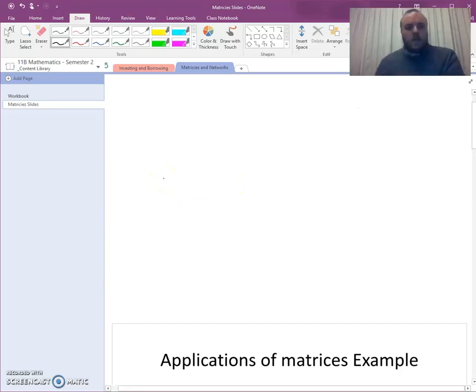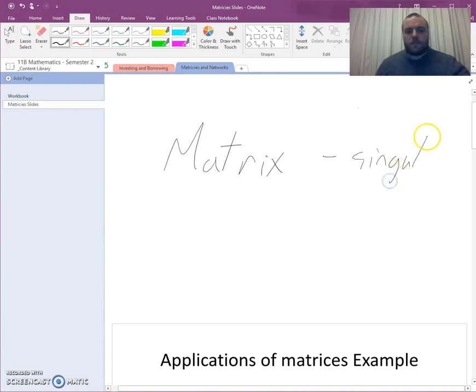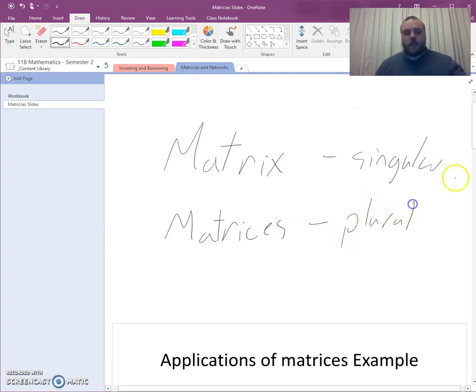This is the first video on matrices, so I'll just write it out for you. Matrix is a singular, and we write matrices as the plural to mean more than one. So, what is a matrix? A matrix is a mathematical tool for storing a whole lot of information. It's a little bit like a database, but it's one we can actually manipulate using algebra.